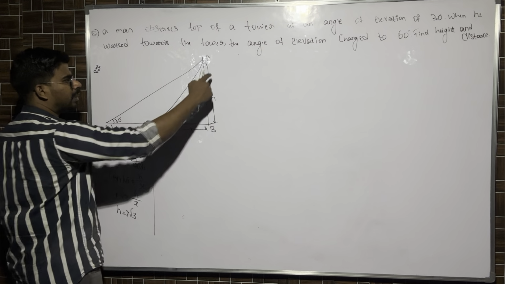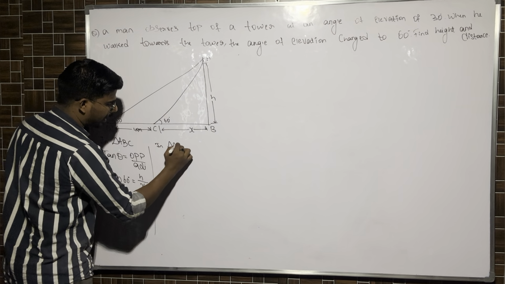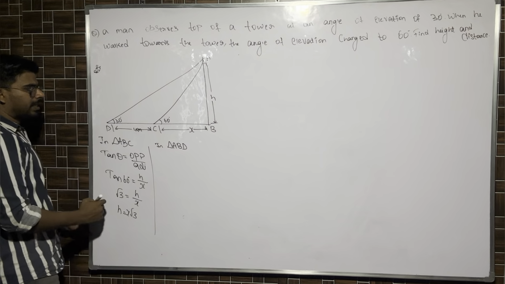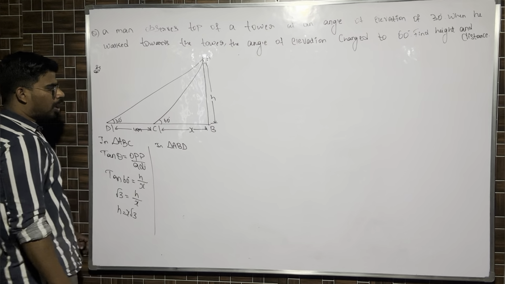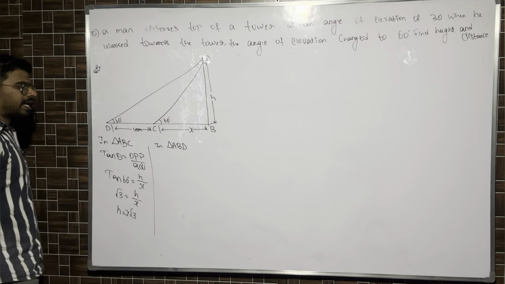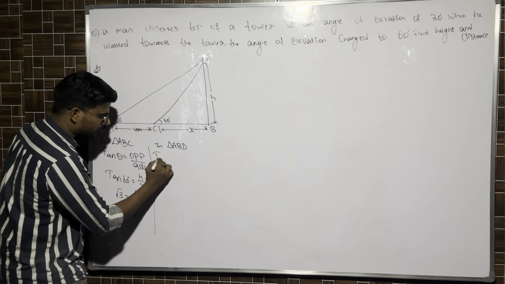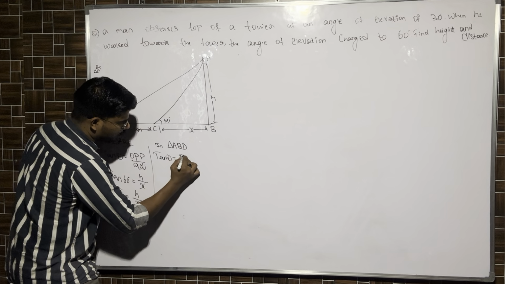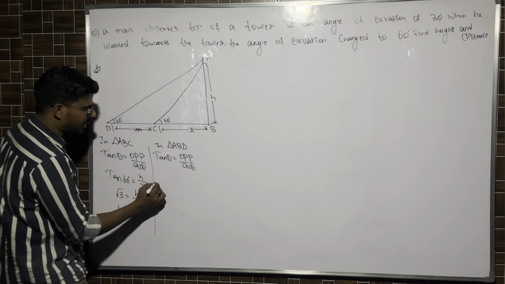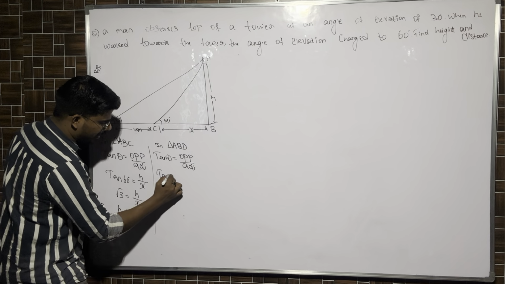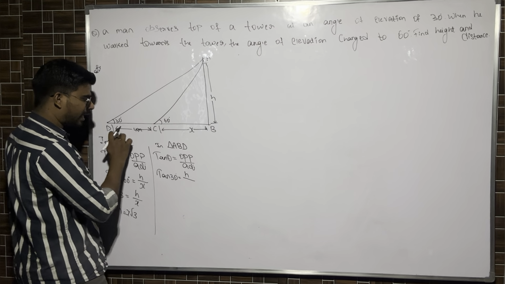Next, what is the second triangle? ABD. In triangle ABD, 30 degrees is the angle. AB is the opposite and DB is adjacent. Opposite by adjacent, again we have to use tan theta. Tan theta is equal to opposite by adjacent. What is theta here? In this case it is 30 degrees. Tan 30 is equal to opposite h by adjacent.